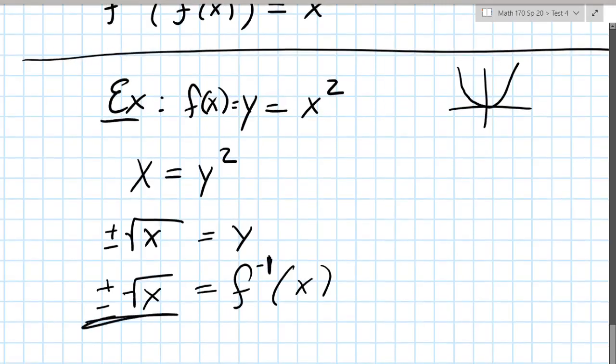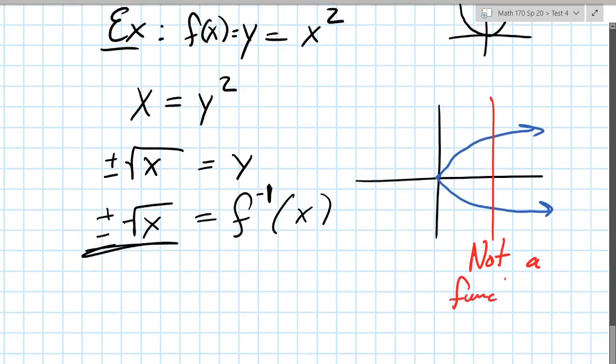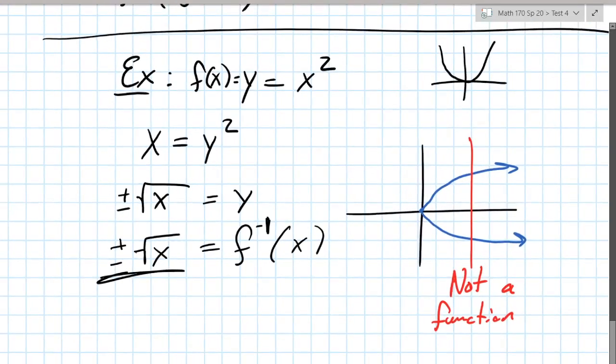Now, what's wrong with this function? This function looks like plus or minus the square root of x. Plus the square root of x looks like this. Minus the square root of x looks like that. And this is not a function because this does not pass the vertical line test. So, not passing the horizontal line test up here means when we swap the role of x and y, we will not be able to pass the vertical line test down here.